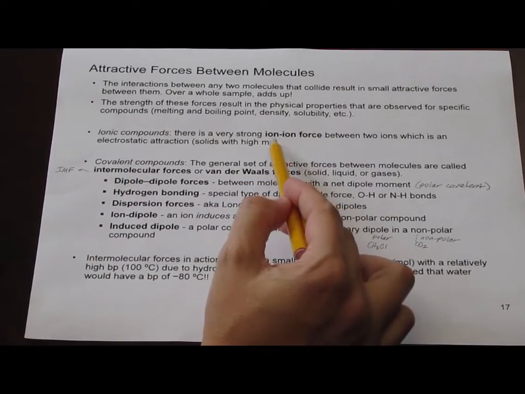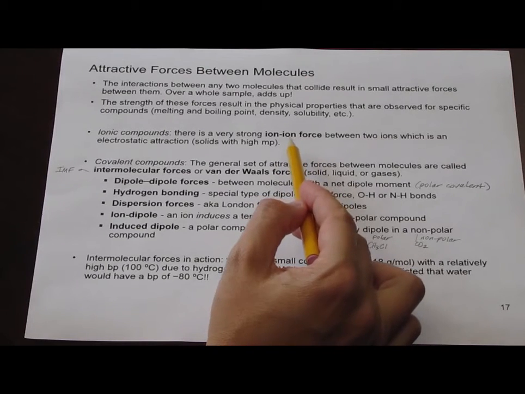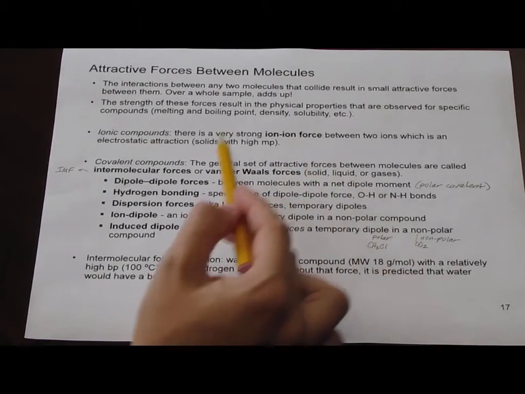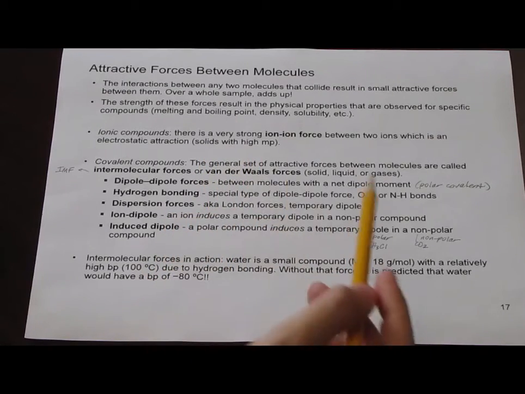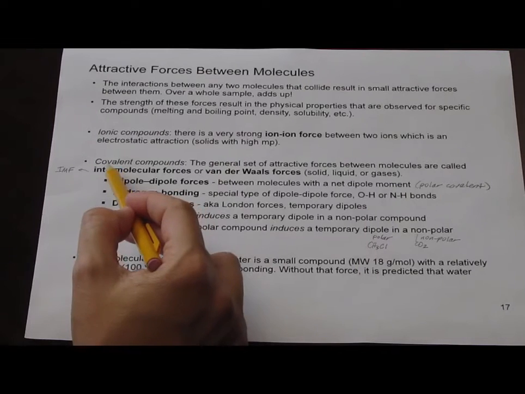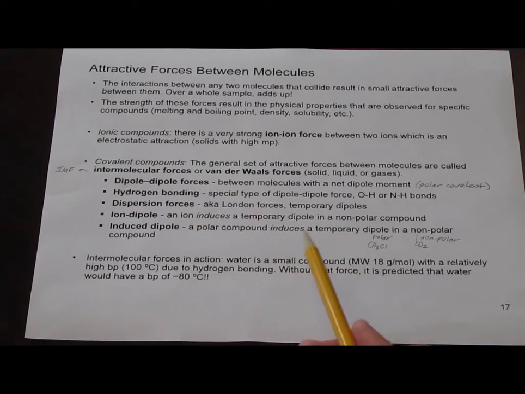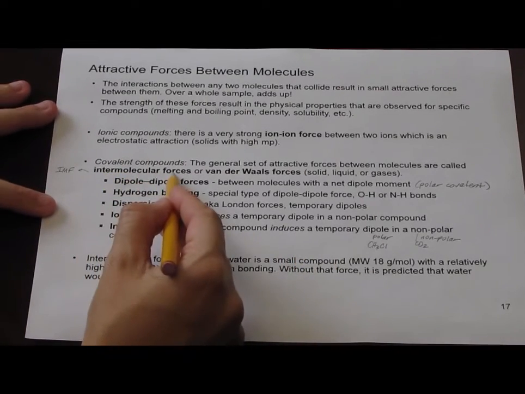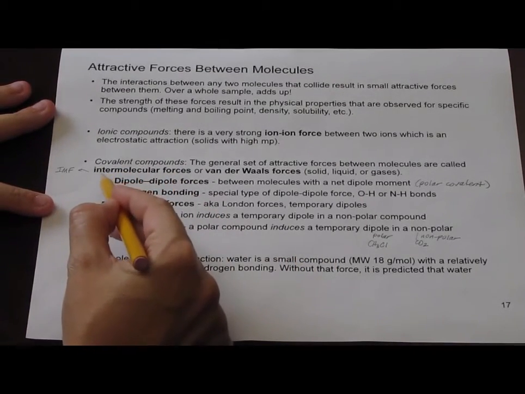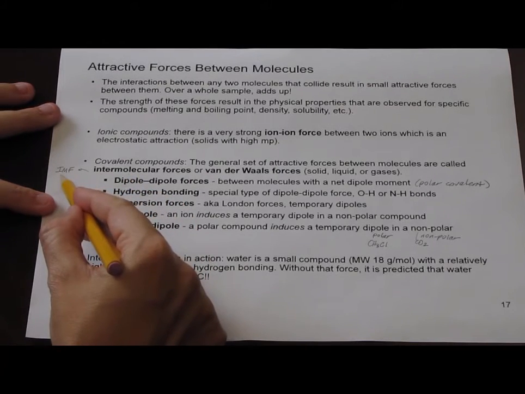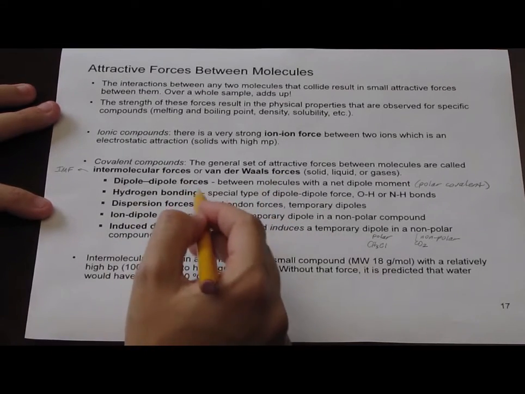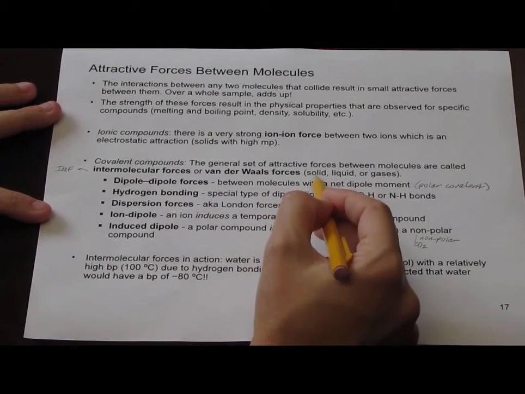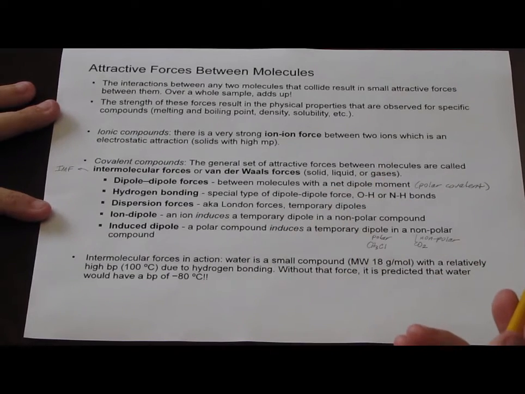Ionic compounds have very strong ion-ion forces between the cation and anion, so these forces are hard to break, and they tend to be solids with high melting points. On the other hand, covalent compounds have a variety of different types of intermolecular forces. Intermolecular forces, shortened as IMF, are forces between molecules, and you may have also heard van der Waals forces. Because these vary, covalent compounds can be solids, liquids, or gases.